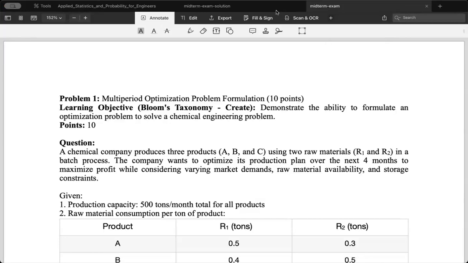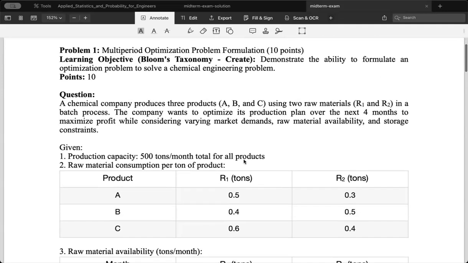So yesterday we enjoyed the exam, right? We have three problems. The first problem is on formulation of optimization problem, right? So the objective is, students must be able to demonstrate the ability to formulate an optimization problem to solve a chemical engineering problem, for example. Okay, so this is 10 points, right?